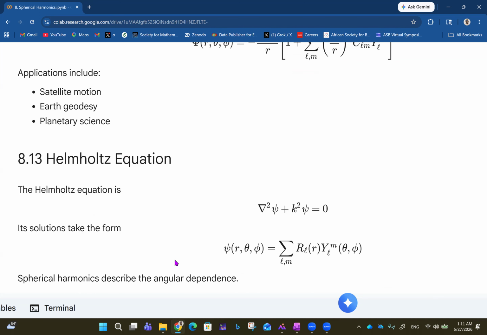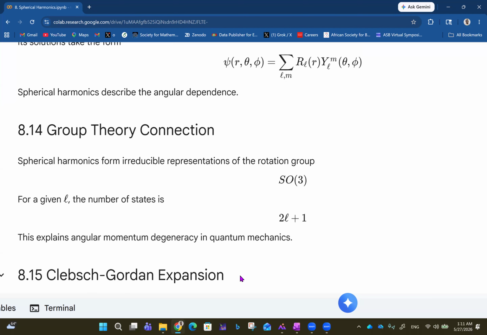Then we have the Helmholtz equation. The Helmholtz equation is del squared psi plus k squared psi equals 0, and its solution takes the form psi of r, theta, phi equal to the summation over lm of R_l of r times Y_lm of theta, phi. So spherical harmonics describe the angular dependence in that regard.